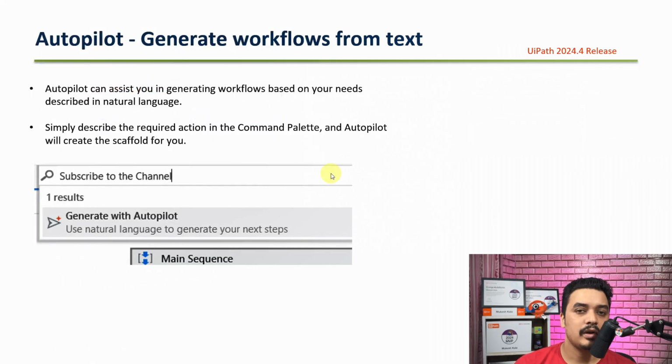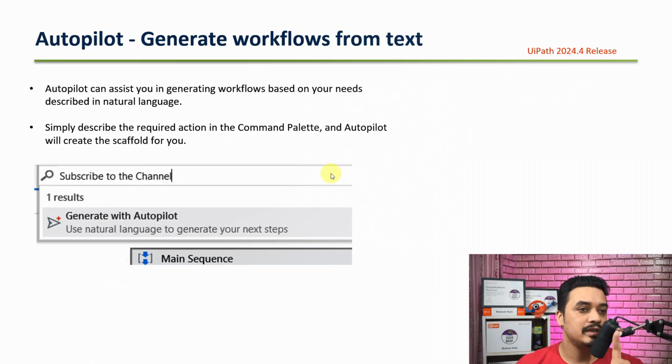Okay, so the next update we're talking about is Autopilot generate workflow from text. For example, you are writing a requirement and you are not sure which activity to use. Same as Studio X, Autopilot is now available in UiPath Studio, where you can generate workflows from text. Please remember, this cannot write the complete automation for you, but if you have smaller, basic requirements, some operation, sequence, or step of activities, Autopilot can always do that.